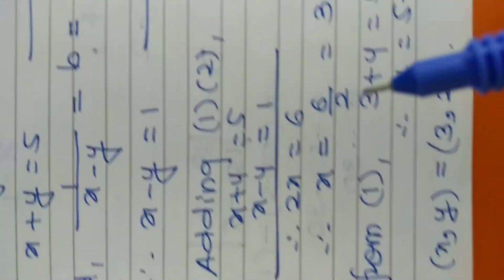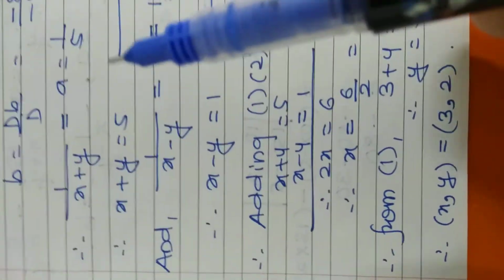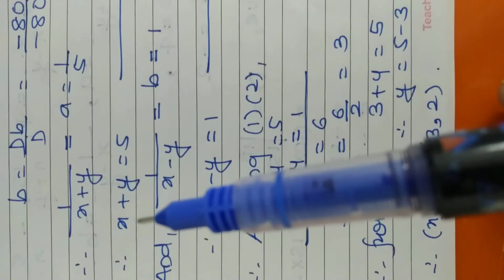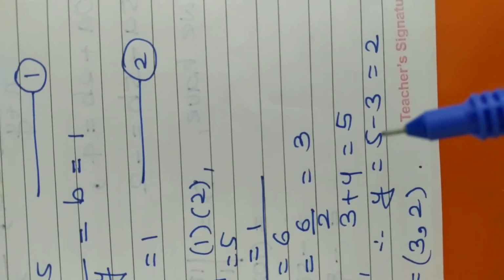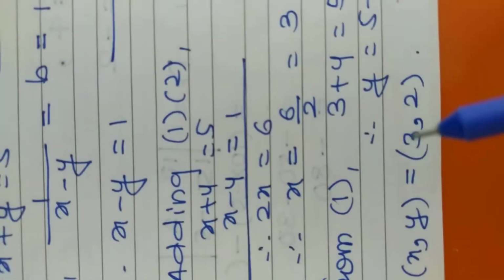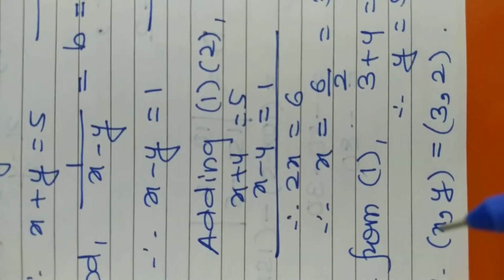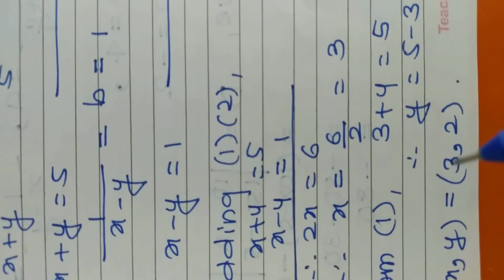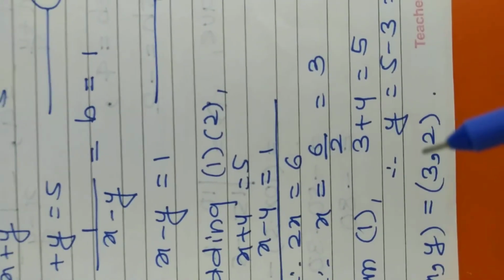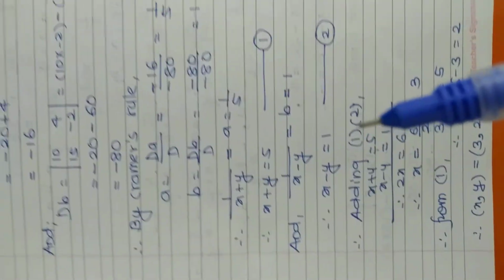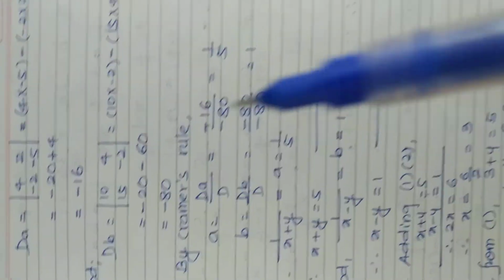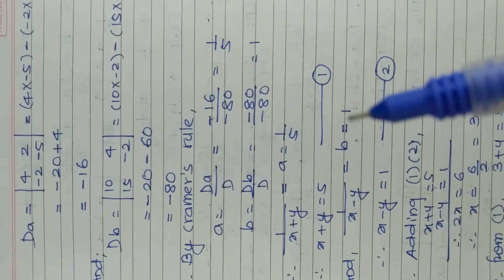Again, reverse substitution from the first equation. You have to put the value of x: 3 plus y equals 5. That means y equals 5 minus 3, which equals 2. So what is the solution of this equation? x comma y equals 3 comma 2. So these types of equations you have to practice properly, so you will get the answers. Calculations in these problems are still important. Thank you.